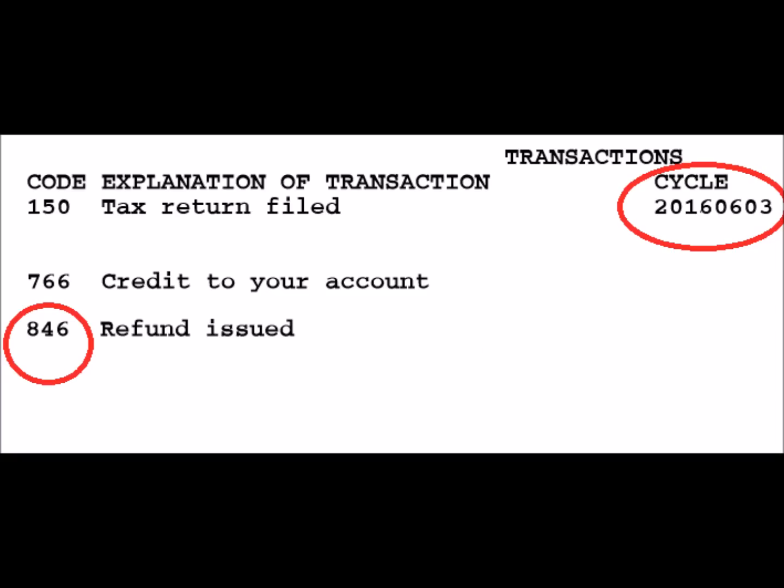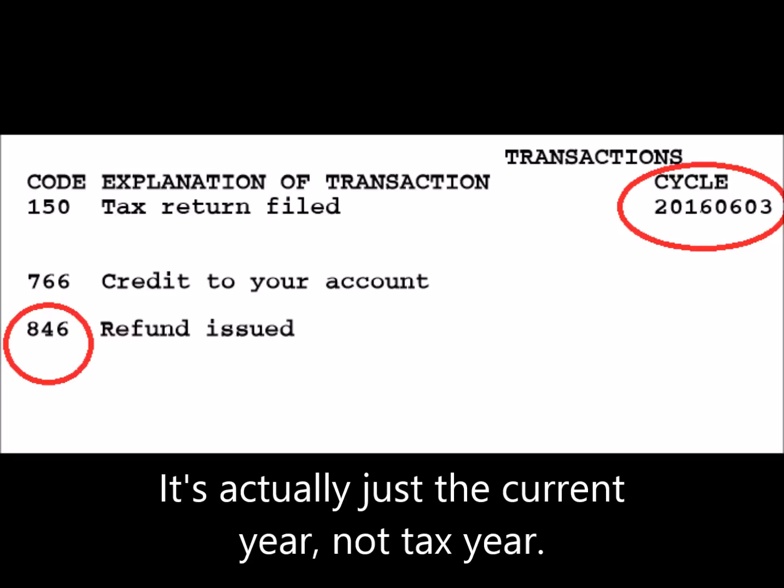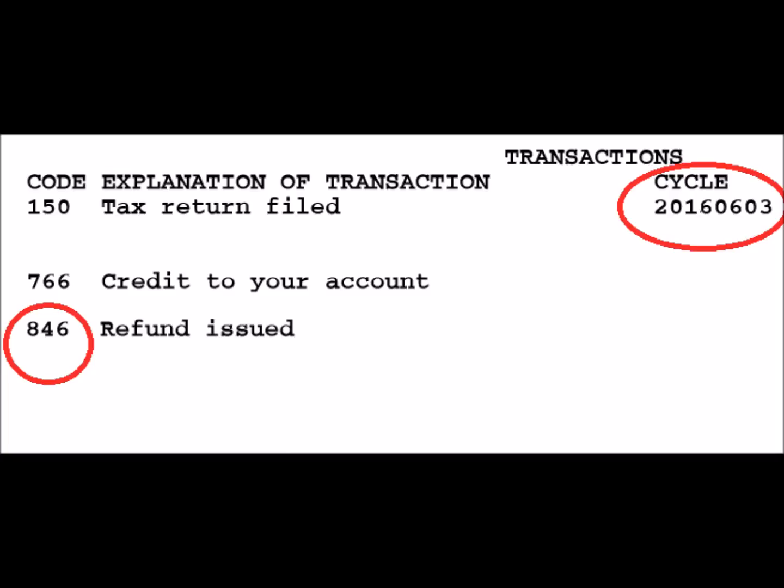So let's look at a tax transcript. This one isn't mine. This is a section of a transcript that someone posted. You would find this at the bottom of the transcript, and you'll see where I circled it says cycle. The first four digits are 2016, that's for the tax year of 2016. The next two numbers, 06, that's the week cycle of the year. And then 03 is the day cycle, so the third day of the cycle.